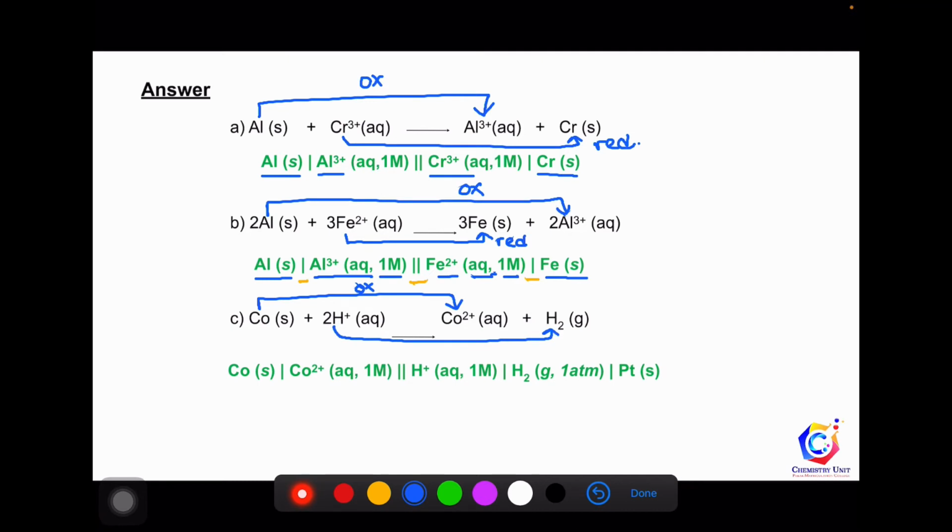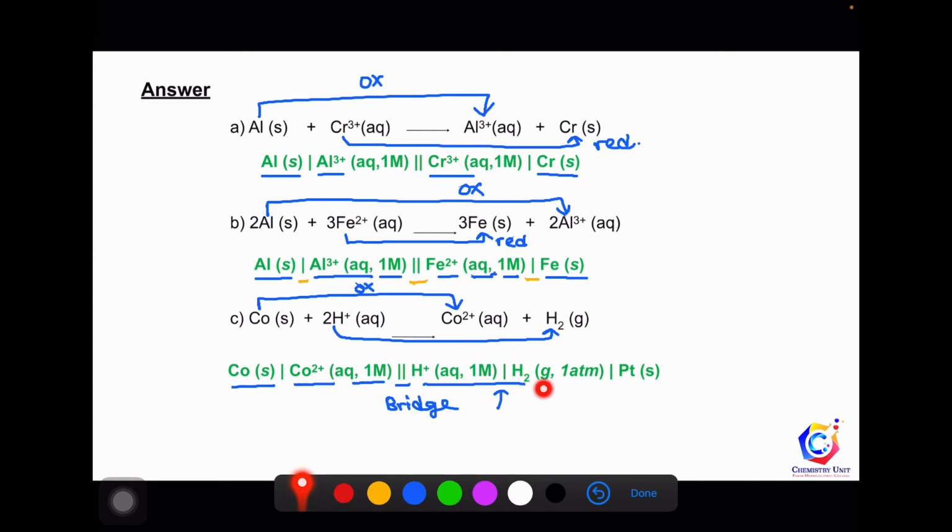So, start your cell notation by writing the anode end, which undergoes oxidation reaction. So, cobalt solid, a single line with cobalt aqueous with concentration of 1 molar, place double line in the middle to indicate bridge, and this is our salt bridge. Next would be our cathode end, which is H+ aqueous, concentration 1 molar, separated by a single line again to indicate phase difference and being converted into hydrogen gas.